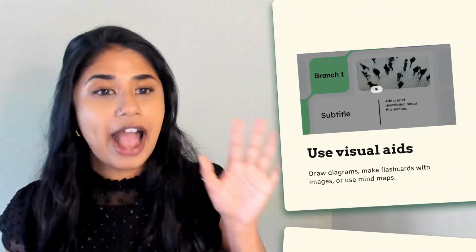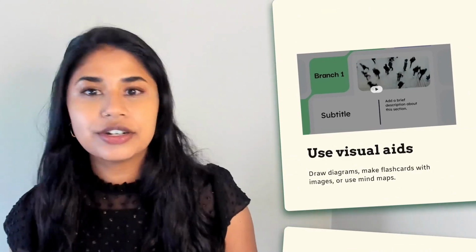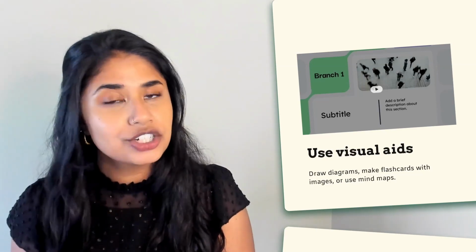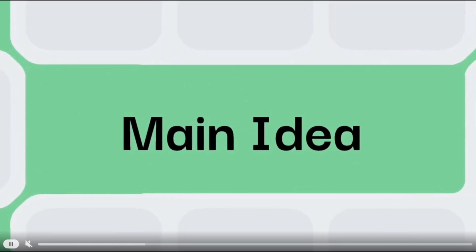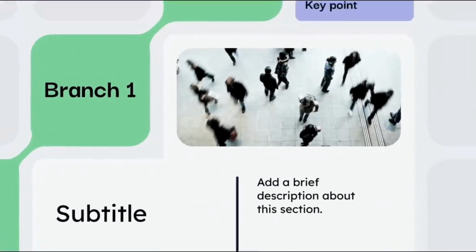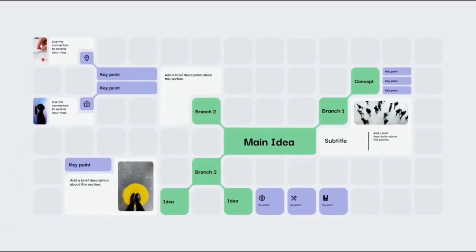To start with, you should actively seek out or create visual aids to support your learning. This could include drawing diagrams, making flashcards with images, or using mind maps like this one right here. This is a Prezi presentation template that mimics a mind map, and you can easily create one by filling out the boxes and organizing them to make sense of ideas and concepts. This will help you understand and memorize how information and ideas relate to each other.